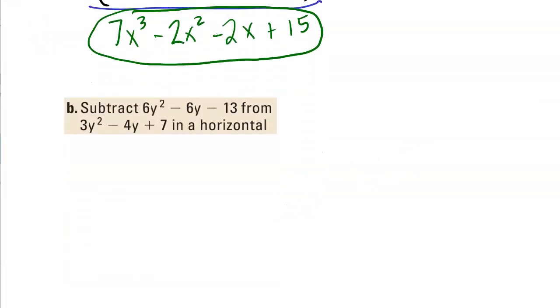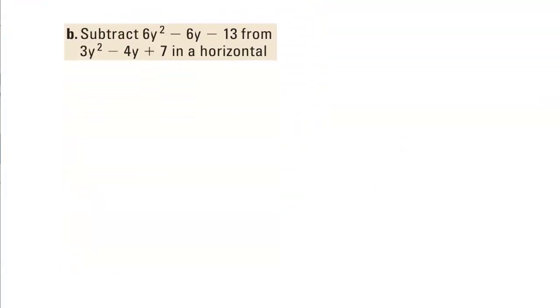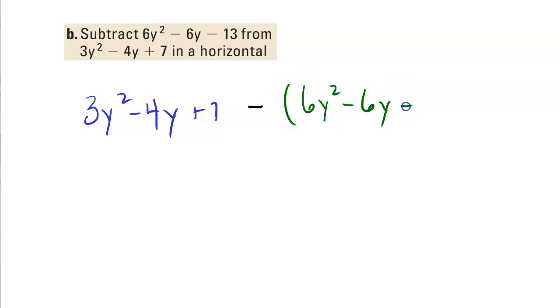All right. Looking at the other way to do things, which, again, there's really not a whole lot of difference except the setup of the problem and just how it's visualized. It says subtract 6y squared minus 6y minus 13 from 3y squared minus 4y plus 7. So I'm going to take this 3y squared minus 4y plus 7. I'm taking that and I'm going to subtract this 6y squared minus 6y minus 13 there. So that's really what we have here, is we have two polynomials, we're subtracting them.